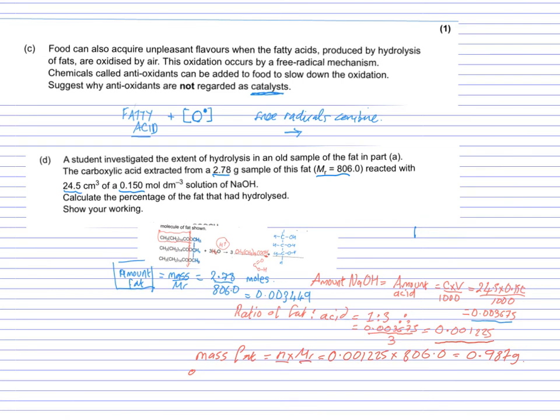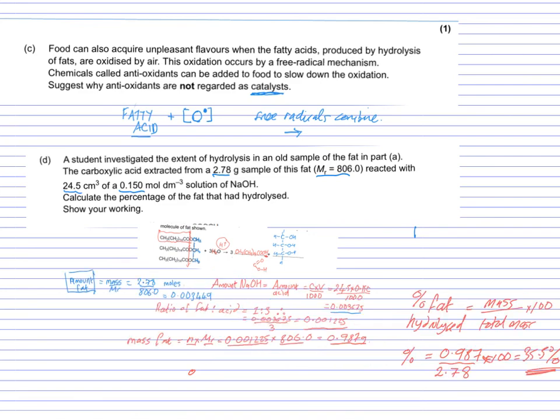therefore we can now work out the mass of acid that was hydrolyzed. So there's the amount, number of moles, times the MR, and that tells us the mass of acid, which is 0.987 grams. So to get the percentage hydrolysis, we've got the mass we've calculated and the total mass of fat we started with at the beginning, and therefore we divide 0.987 by 2.78, that's the original mass of the fat that we started with, and we get 35.5% hydrolysis, to 3 significant figures.